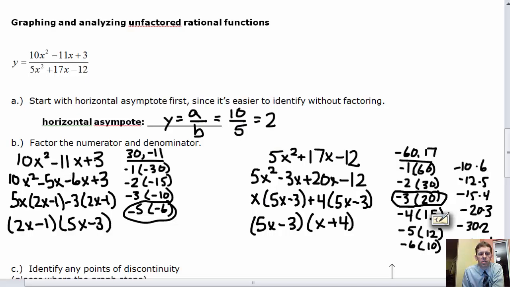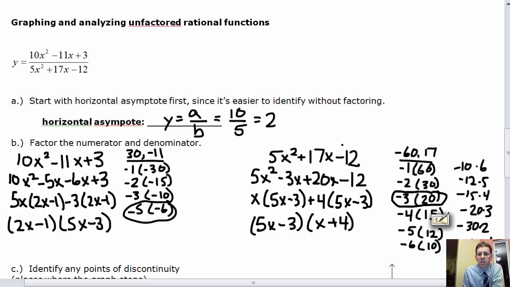We've already discussed how to factor expressions like 10x squared minus 11x plus 3. The middle two terms are going to be negative 5 and negative 6 because they also have a product of 30, which is 10 times 3, and the middle term is negative 11. So if you replace the negative 11x with negative 5x minus 6x and go through the factoring steps, you'll end up with 2x minus 1 and 5x minus 3.